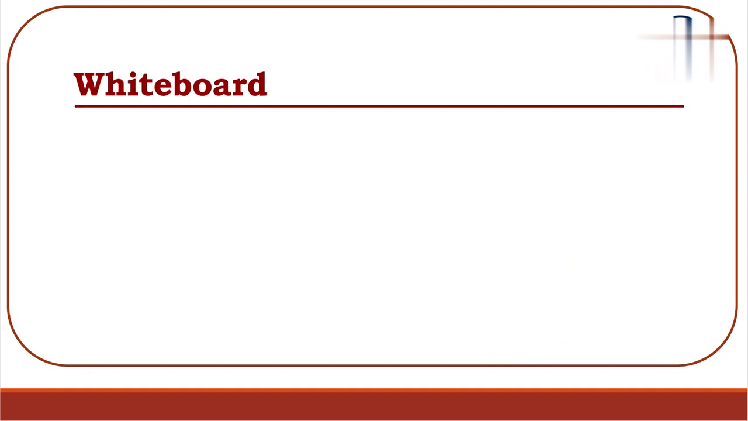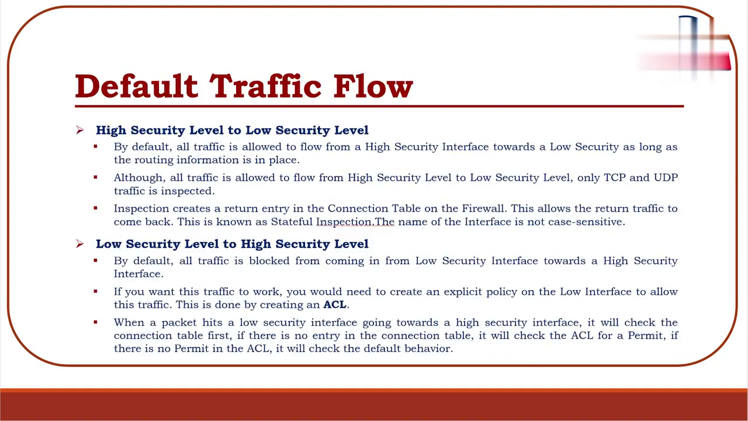All right, so that took care of this guy over here. Let's recap this. By default, all traffic is allowed from high to low security level as long as the routing information is placed. That's the connectivity part of it. Although all traffic is allowed to flow from high to low, only TCP and UDP traffic gets inspected. I explained that to you guys. It creates a connection entry. So the return entry, which will be coming from low to high, is going to be allowed.